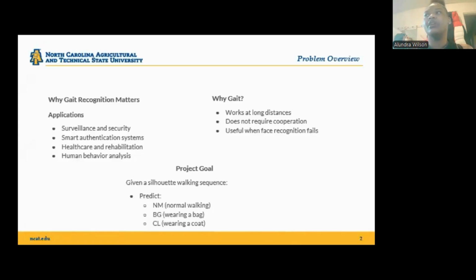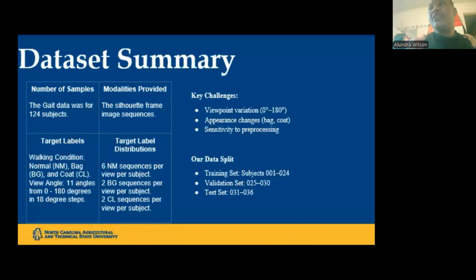This problem is important because it focuses on robustness. Real-world gait systems need to perform accurately even when people wear different clothing or carry objects. So instead of focusing on identity recognition, we focused on condition-based classification. For our project, we used the CASIA gait dataset, which is one of the most widely used benchmark datasets in gait recognition research. The dataset contains gait sequences from 124 different subjects captured under 11 camera viewing angles ranging from 0 degrees to 180 degrees in 18-degree increments.